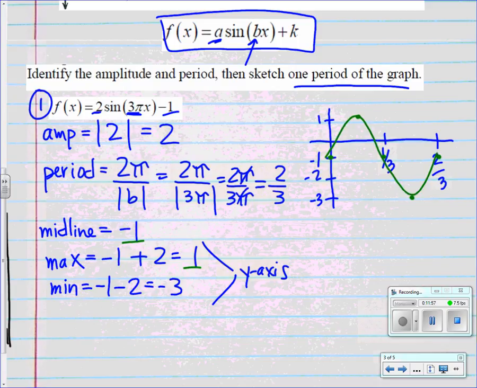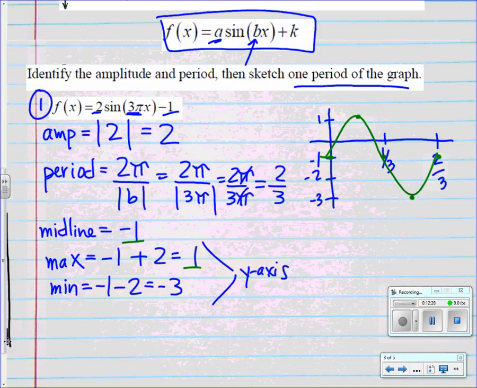So the amplitude is just the height from the midline to each max or min. So that's why the amplitude is 2. So we don't really need to label the amplitude on the graph. That's all you need to do, just draw. Okay, so we figured out amplitude, period, midline, max, min, and then we can draw the graph.